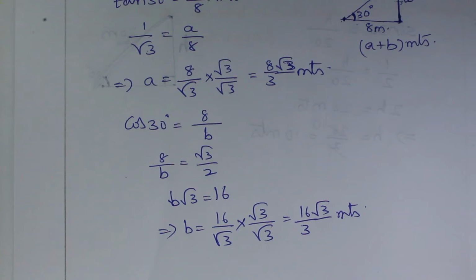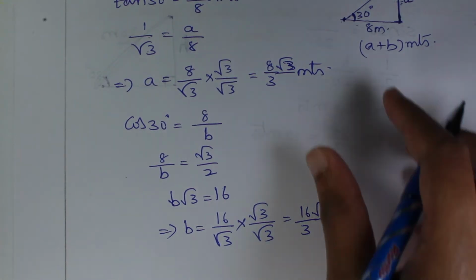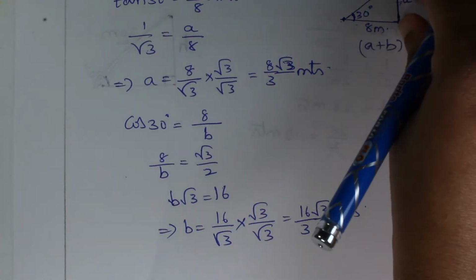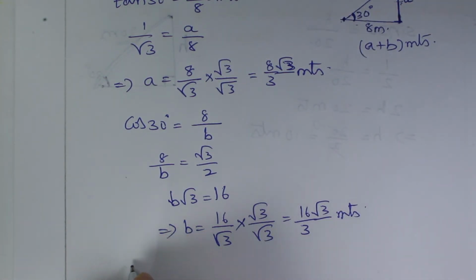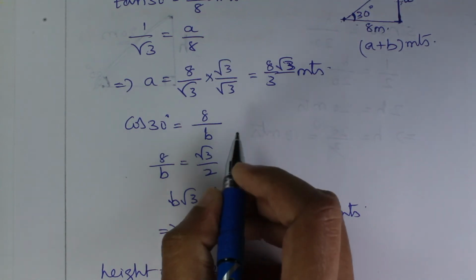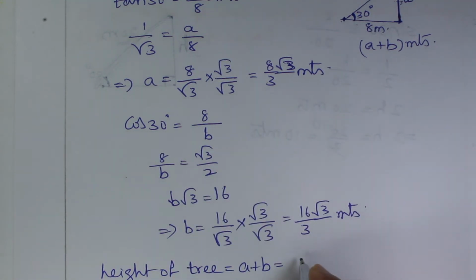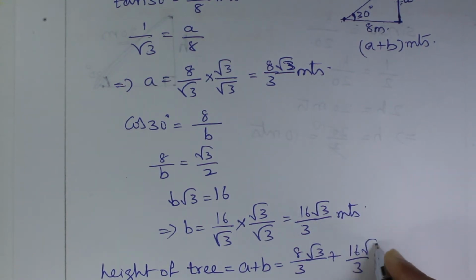Now what will be the total height of the tree? It will be the part of the tree that is broken plus the part of the tree that is standing, that is A plus B. So the height of the tree is A plus B, which is equal to 8 root 3 by 3 plus 16 root 3 by 3.